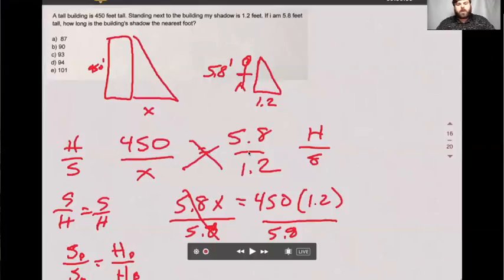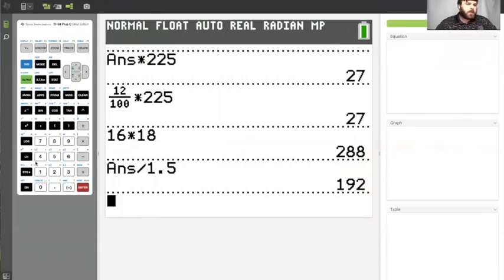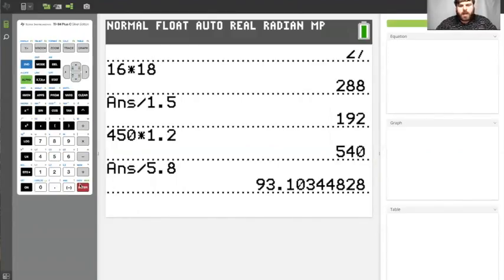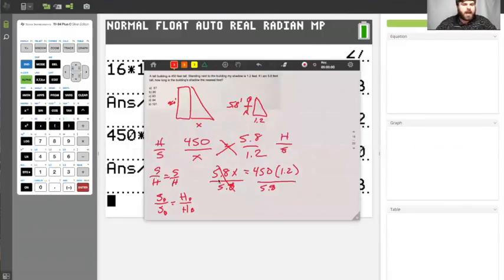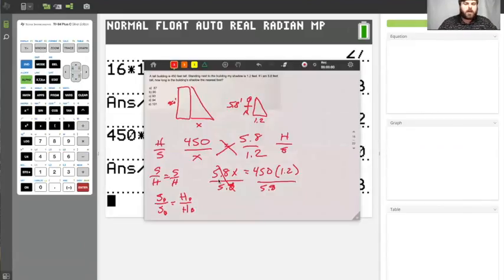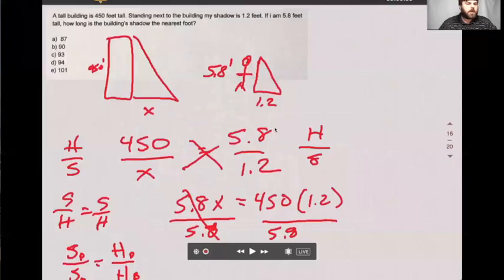Pretty simple. Use a calculator to do this one. 450 times 1.2, and then divide that by 5.8. Notice how I'm hitting enter each time. You get 93.10. The question asked to the nearest foot, so you have to round. 93.1 is closer to 93 than it is to 94, so we're going to go with 93 as our answer, so C, 93.